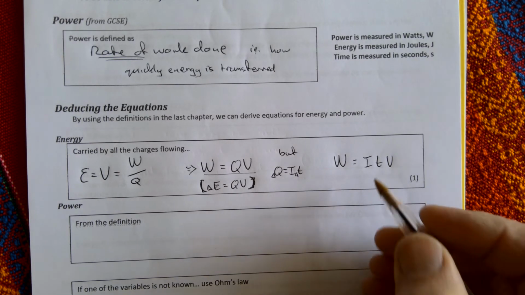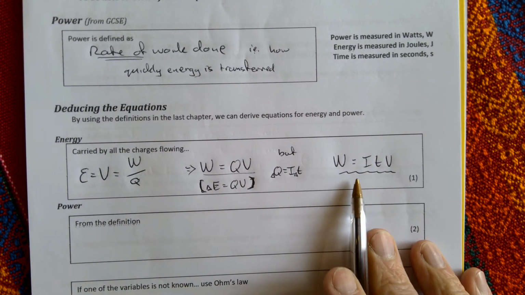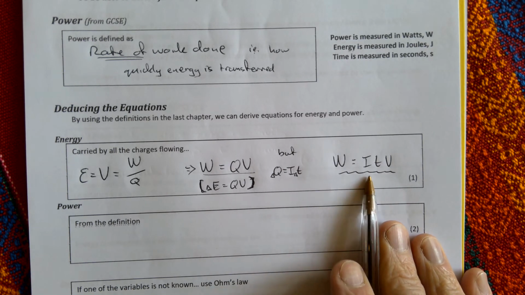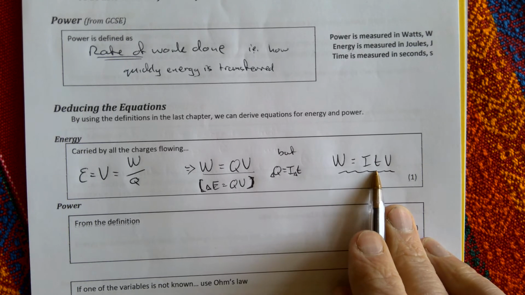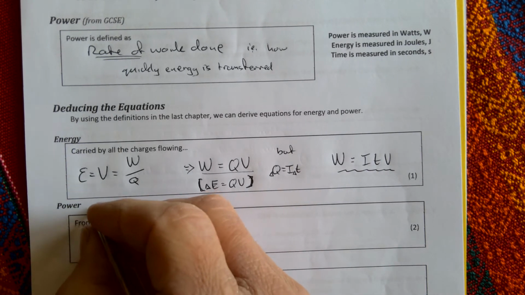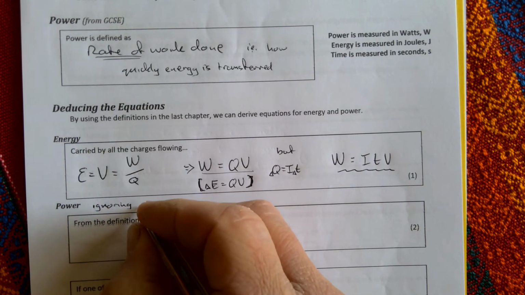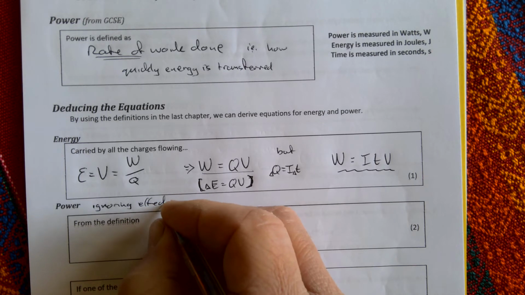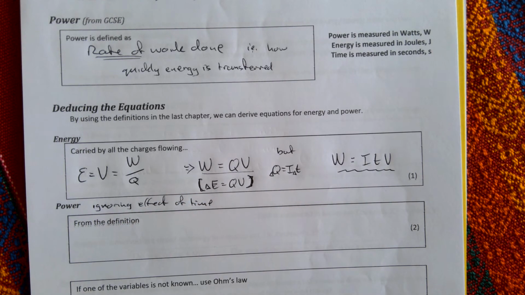Okay, so, or VIT if you prefer. So that is our equation for electrical energy. But as I say, that depends on how long things are running for. So, ignoring time, that's basically what we're doing here. Ignoring the effect of time. So that's quite a nice, useful little thing.